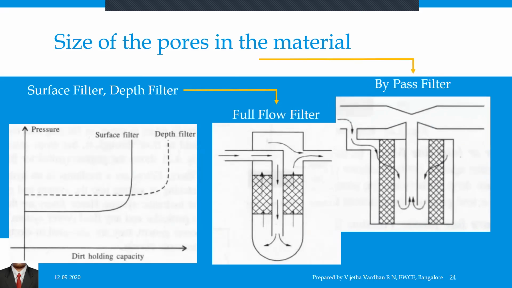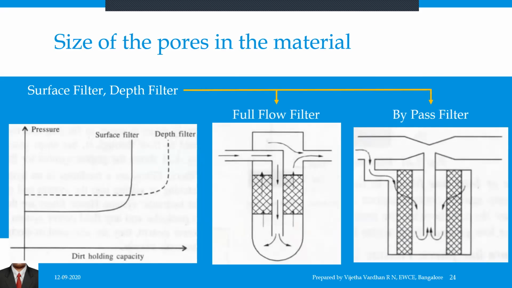Then coming to one more type of filter, called the bypass filter. In some hydraulic system applications, only a portion of the oil is passed through the filter instead of the entire volume, and the main flow is directly passed without filtration through a restricted passage or venturi.